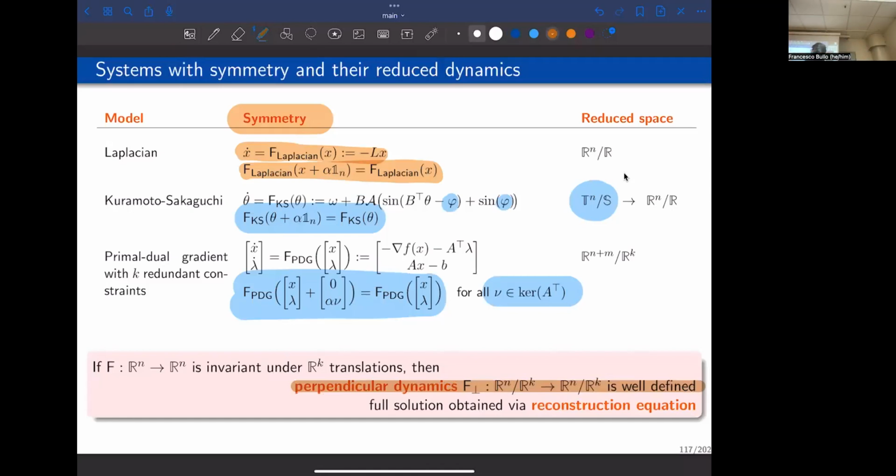And now the question is, okay, Francesco, after you have done this reduction and you're looking at the perpendicular dynamics, why are you talking to us about this perpendicular dynamics? Because that's what I am going to hope to prove is contracting, right? It is impossible to have, because of the invariance, strong contractivity on the full space, but you can certainly ask for contractivity on the reduced space. So now we are going to see what it means to satisfy contractivity properties on the reduced space.